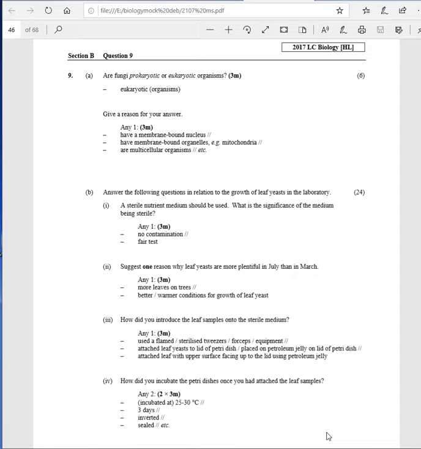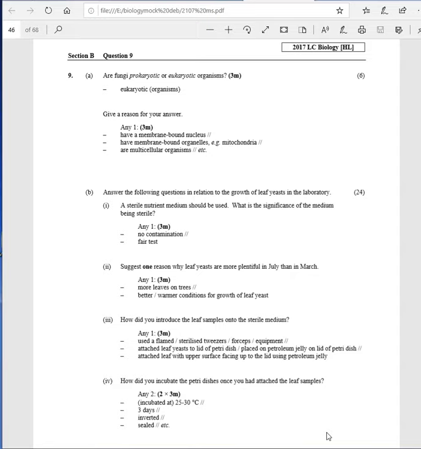Suggest one reason why leaf yeasts are more plentiful in July than in March. There's more leaves on your trees, it's warmer outside, there's less rain, so there's better conditions for growth of the leaf yeast. How did you introduce the leaf samples into the sterile medium? So according to them, you used flame sterilized tweezers, and you attached the leaf yeast to the lid of the petri dish using petroleum jelly, so Vaseline, and you attach it with the upper surface of the leaf into the Vaseline. So the lower surface of the leaf is facing your agar.